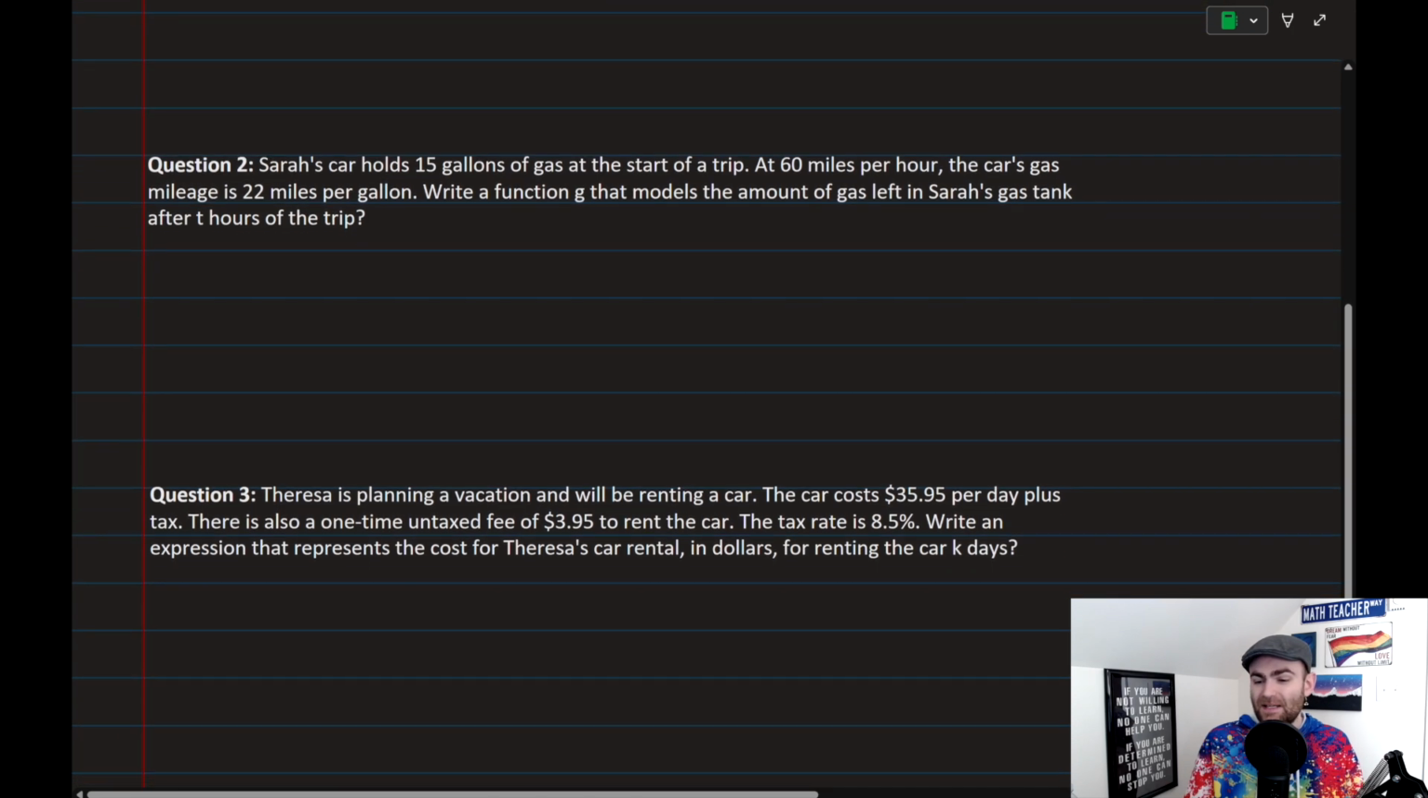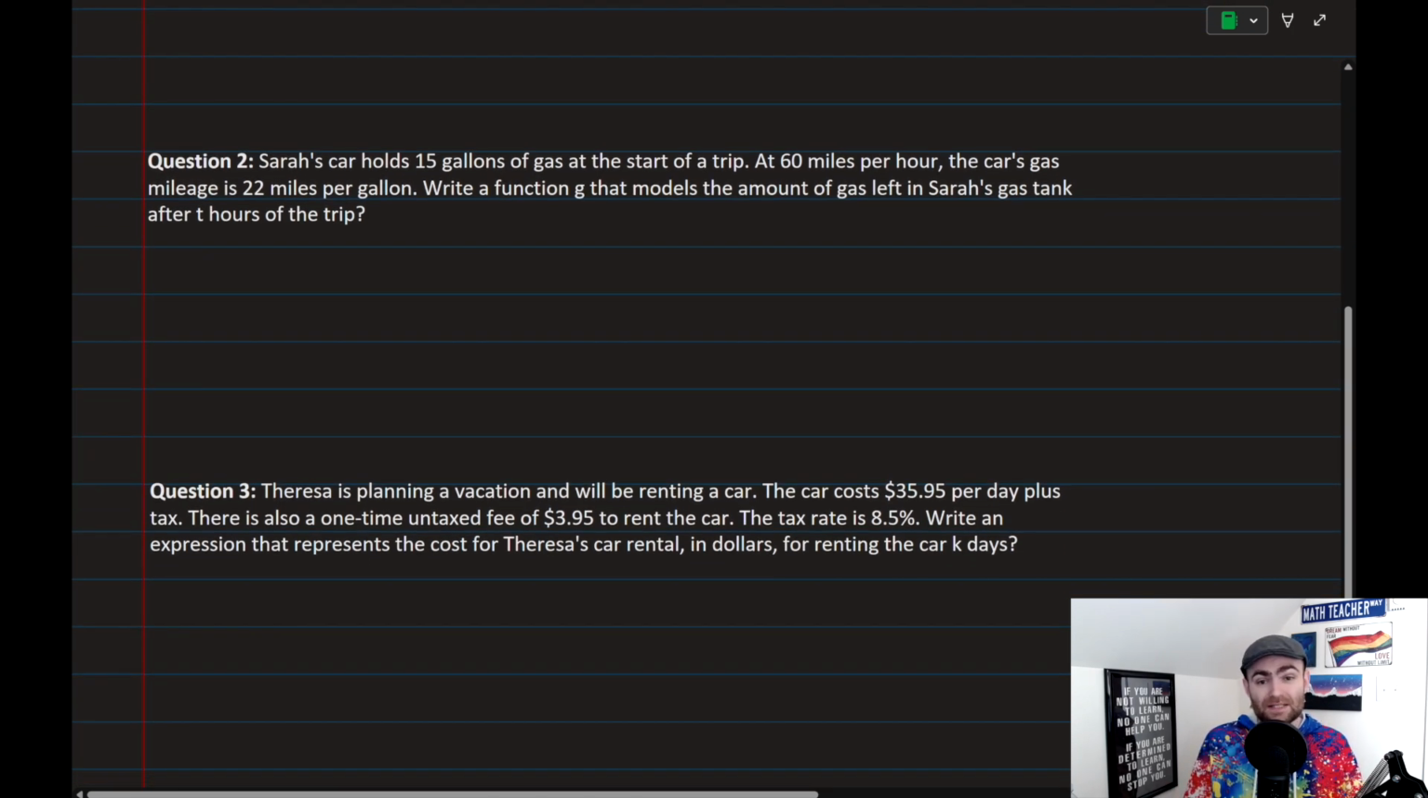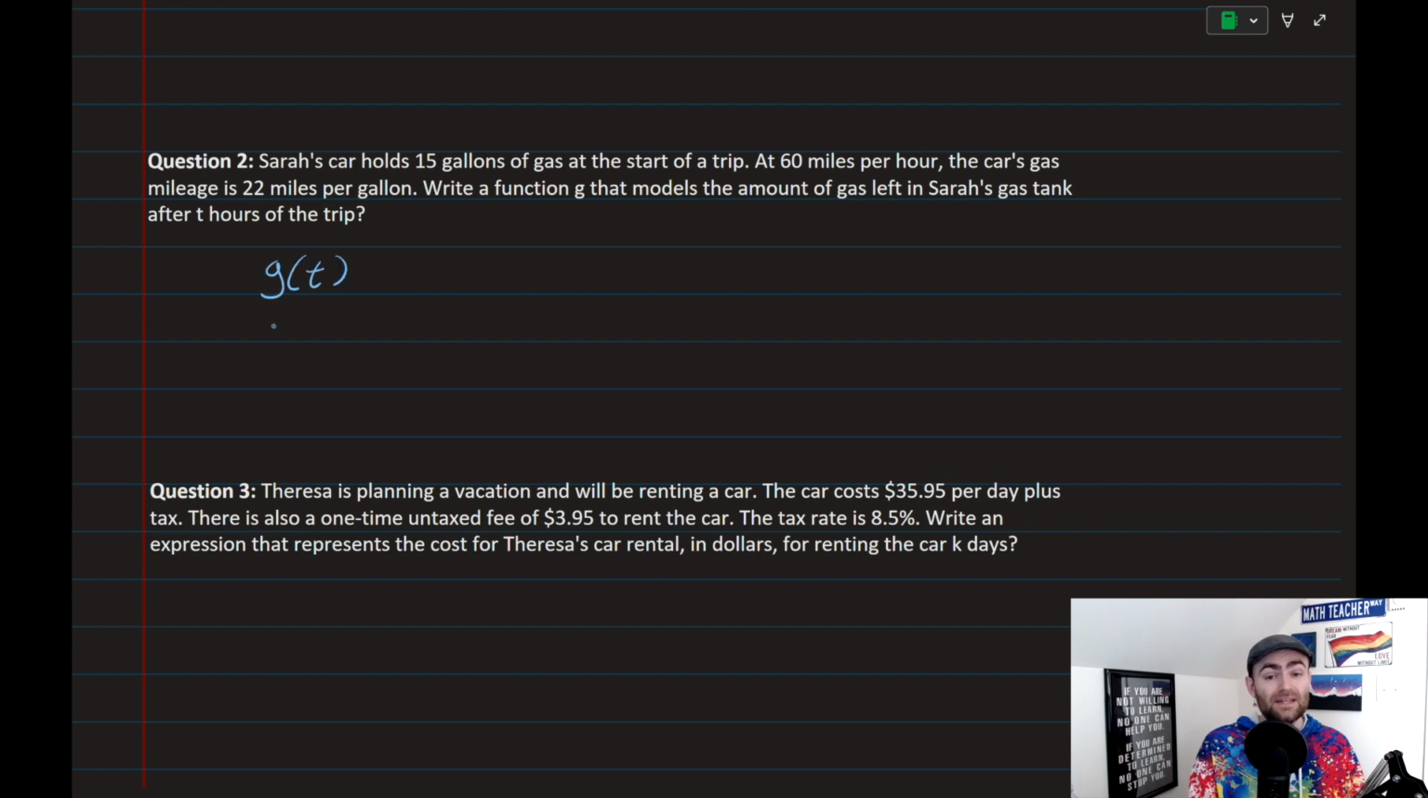Not too hard there. This one, now we're going to deal with an actual equation. Sarah's car holds 15 gallons of gas at the start of a trip. At 60 miles per hour, the car's gas mileage is 22 miles per gallon. We're going to write an equation G that models the amount of gas in Sarah's gas tank after T hours on the trip. So we want an equation, a function even, G of T, where the equation should be in the unit of gas, the amount of gas.